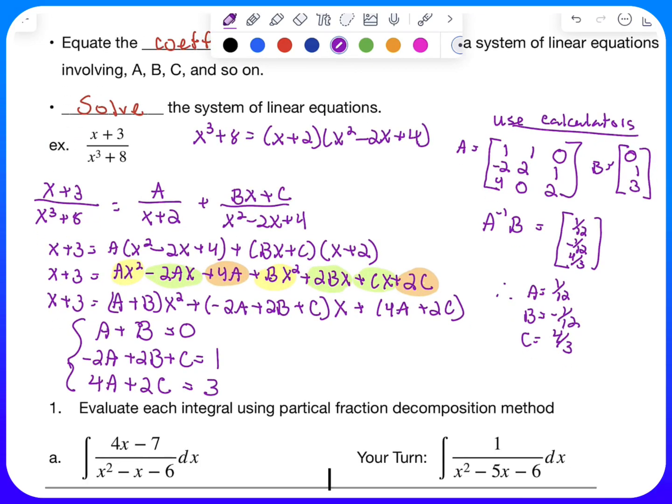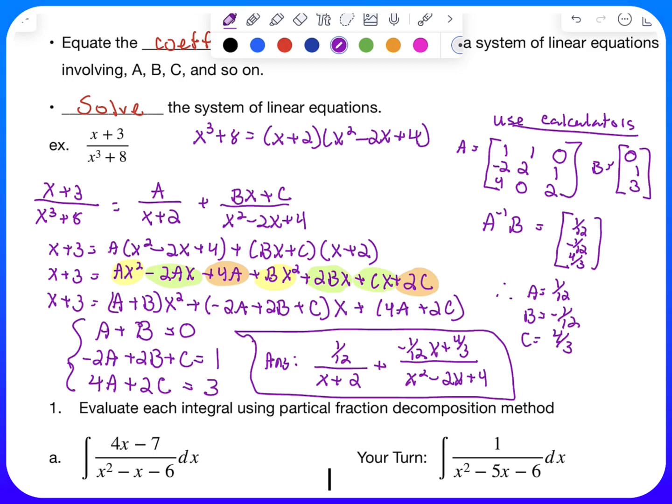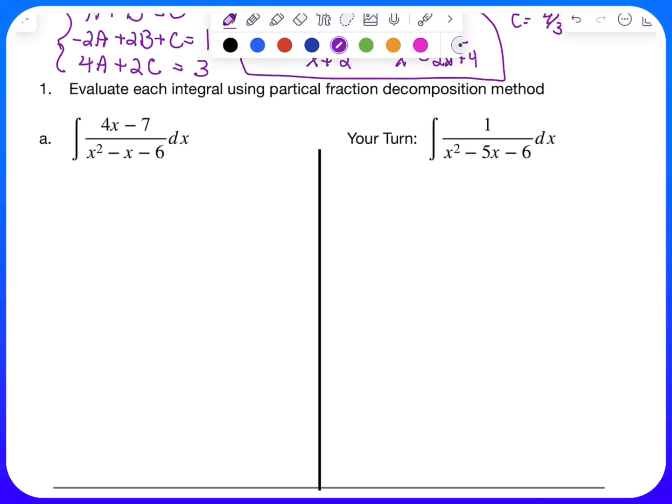So I can rewrite the partial fraction decomposition of our original rational function as 1/12 divided by x plus 2, plus negative 1/12 x plus 4/3 over x squared minus 2x plus 4. Now don't worry about these compound fractions. This is okay in this form. You can keep it like this because it's easier to find the integral when it's in this form. So don't worry about trying to simplify those down. Just write them like it is.